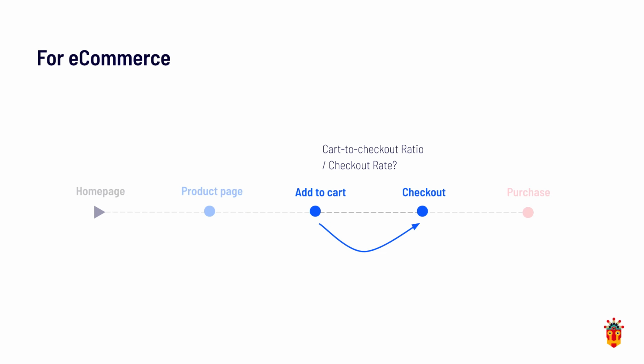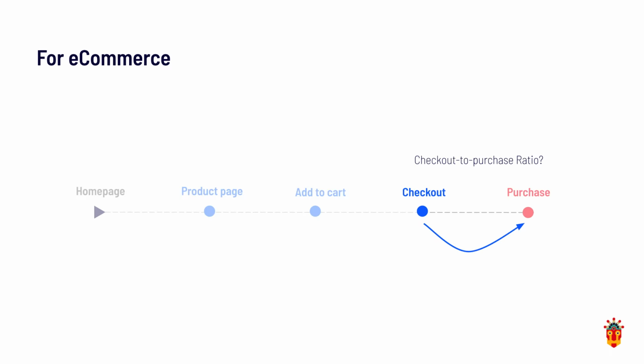And then we have add to cart to checkout ratio. So if people add to cart, do they initiate and start the checkout process, yes or no? And if they did, do they actually end up buying, yes or no? So these metrics can help you understand what's happening between the stages.